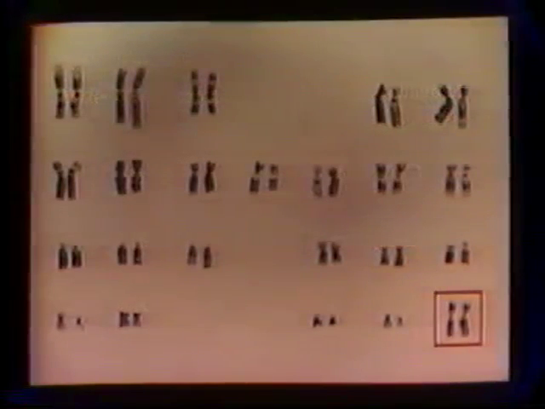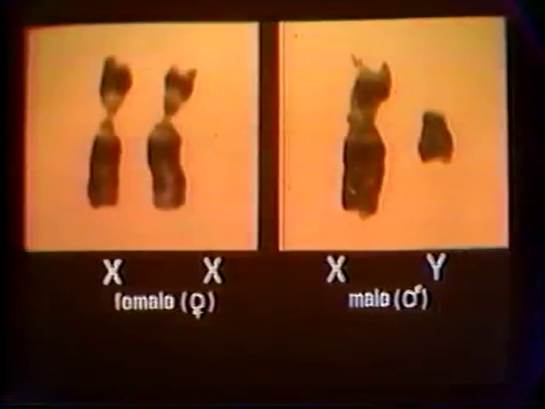Remember, in human cells there are 23 pairs of homologous chromosomes. In 22 of these pairs, the two chromosomes are very much alike. One pair, however, the one outlined here, is unusual. This pair may consist of two chromosomes that look alike, as at the left, or two chromosomes that are very different from each other, as at the right. These are the sex chromosomes.